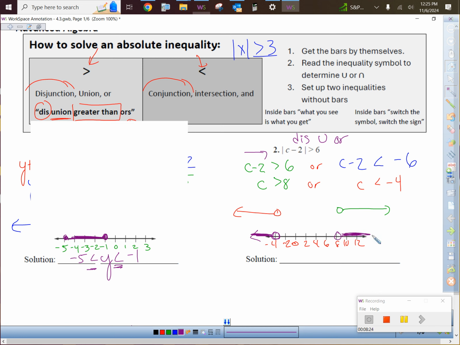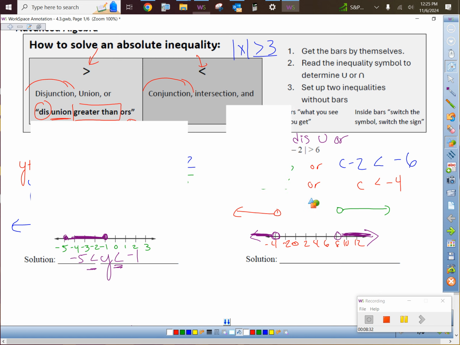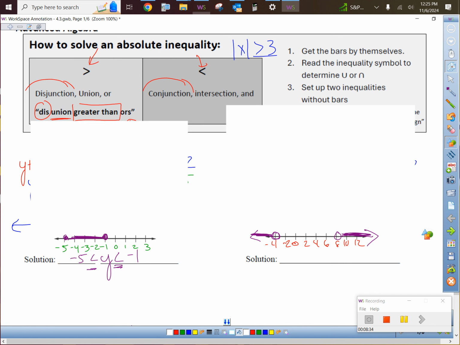And now, let's read our graph. The graph tells you what the answer is. I'm going to cover that up. How many pieces? One piece or two pieces? Disjunction, right? Two pieces, right? So I have two things in the answer.